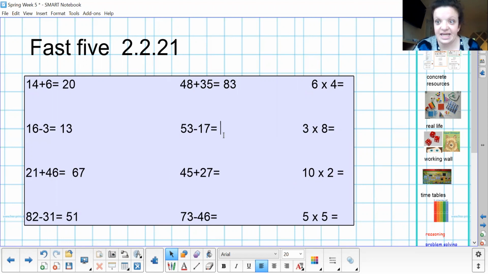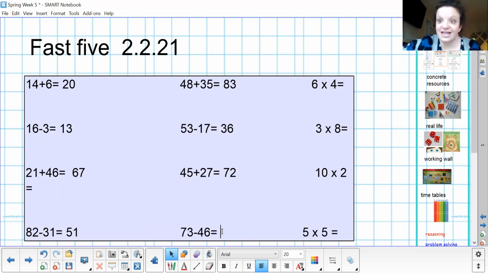53 take away 17. We do 53. We take away the 10, which makes it 43. And then we take away the 7, which makes it 36. 45 add 27, so 45 add the 20 is 65, add the 7 is 72. 73 take away 46, so 73 take away 40 makes it 33, and then take away the 6 is 27.